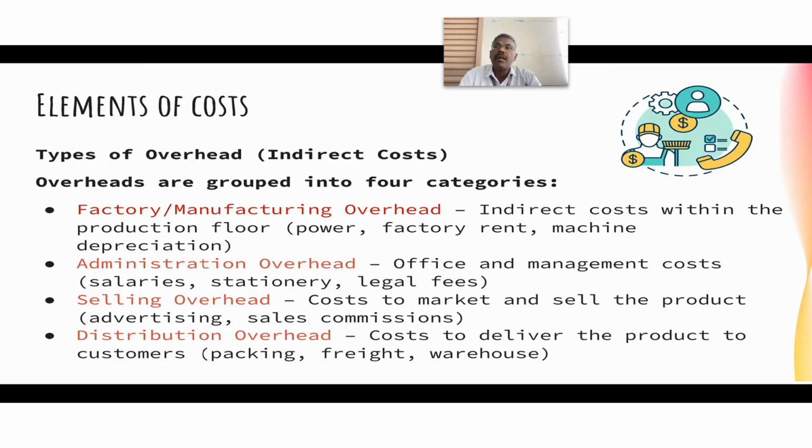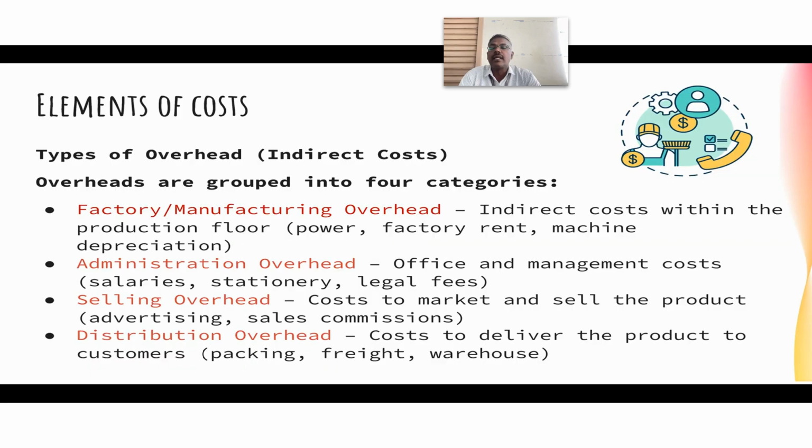So in the office, we have to take printouts for sending a purchase order. We have to procure the raw material. For that we have to raise a purchase order, right? Those who are working in the office, we have to pay their salary, and we have to pay for stationery and legal fees. So all those things come into the administration overhead.